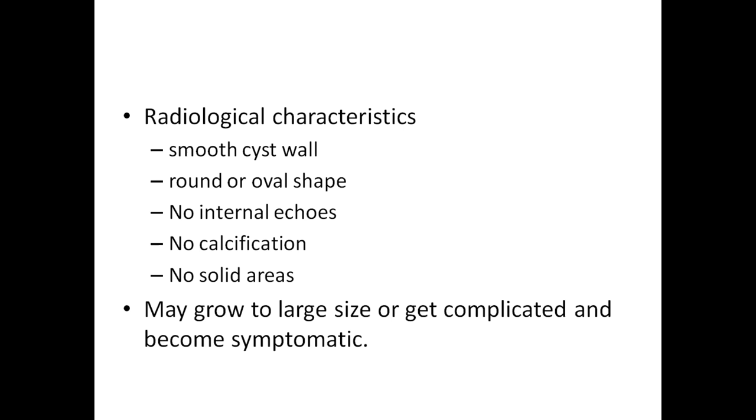If you take a CT scan, there won't be any density within the cyst, and there won't be any calcifications either in the cyst wall or within the cyst, and there will not be any solid areas. There won't be any significant thickening of the walls. There are no solid areas. So these are the characteristic features of a simple cyst or a cortical cyst.